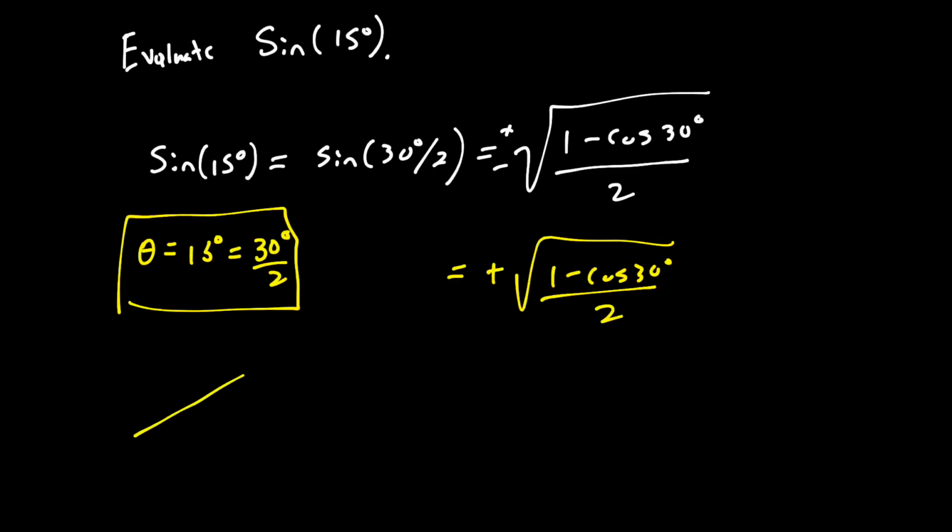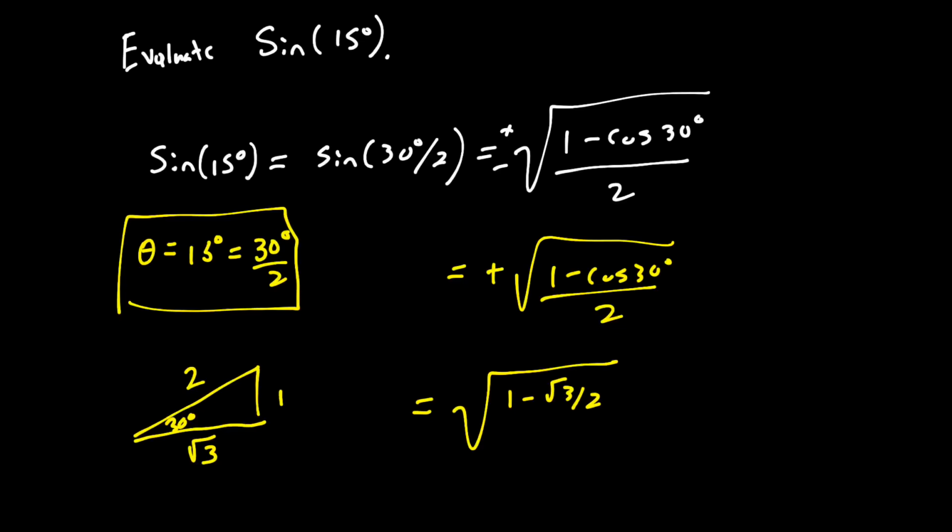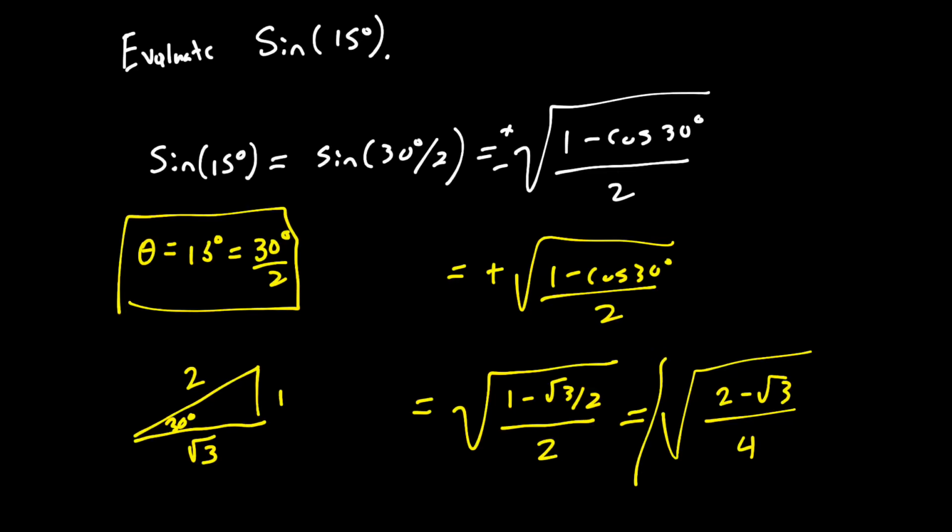Cosine of 30 degrees: we have our right triangle over here in the first quadrant with an opposite side given by 1, adjacent side square root of 3, and hypotenuse 2. So plugging this in, we'll get that this is equal to the square root of 1 minus square root of 3 divided by 2, all divided by 2. Simplifying this, we get that this is equal to the square root of 2 minus square root of 3, divided by 4. And this is the final answer.